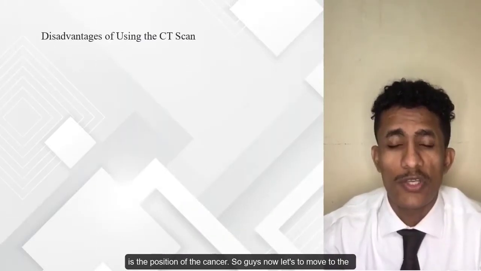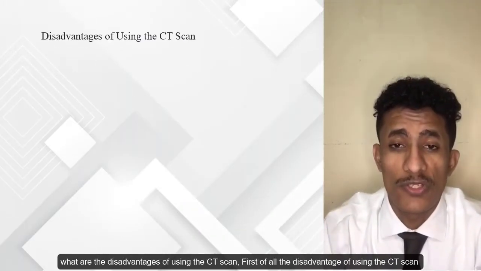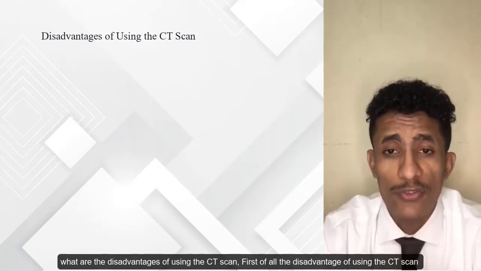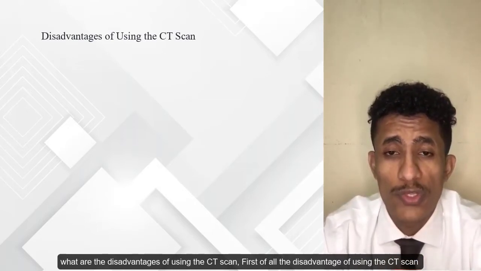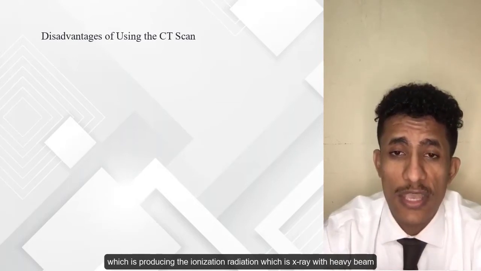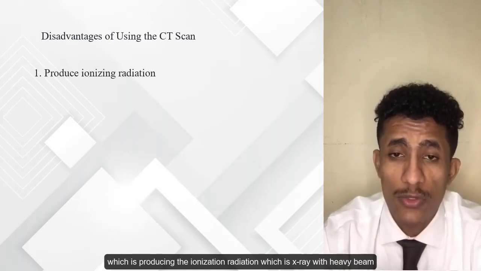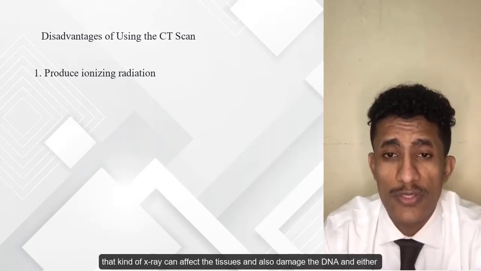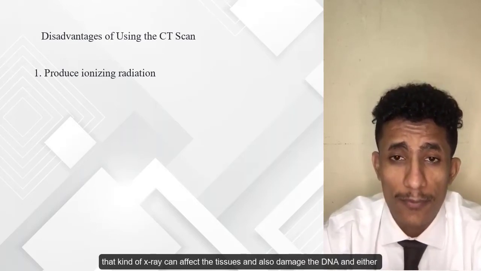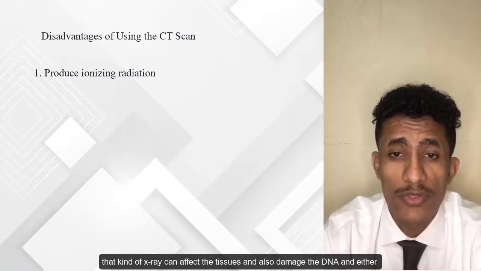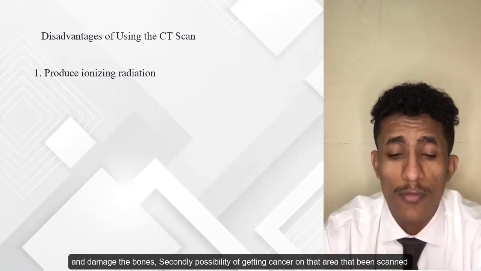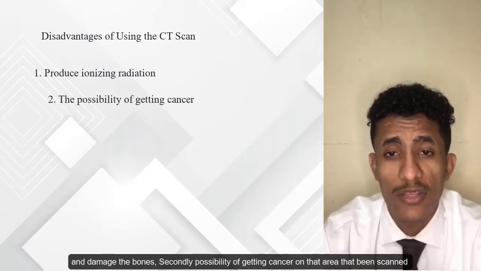So guys, now let us move to the other side, which is the disadvantages of using CT scan. First of all, CT scan produces ionizing radiation, which is X-ray with heavy beam. That kind of X-ray can affect the tissue and also damage the DNA, or damage the bones. Secondly, there is the possibility of getting cancer in the area you have diagnosed.